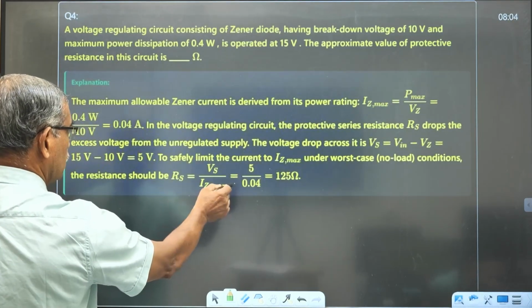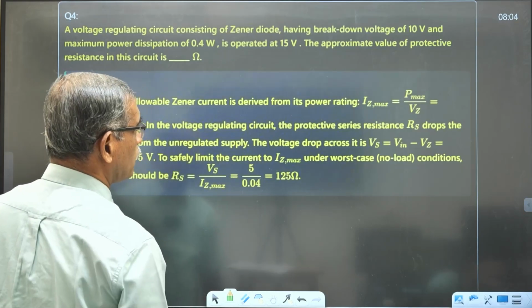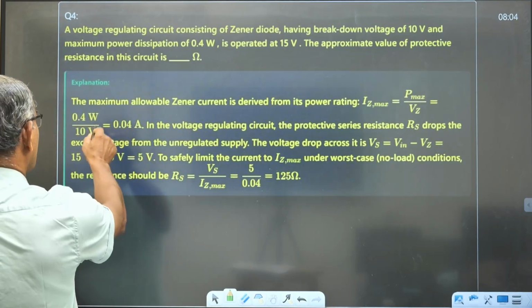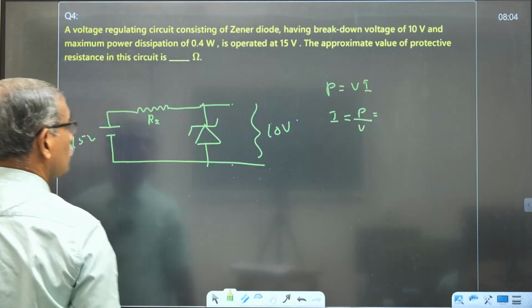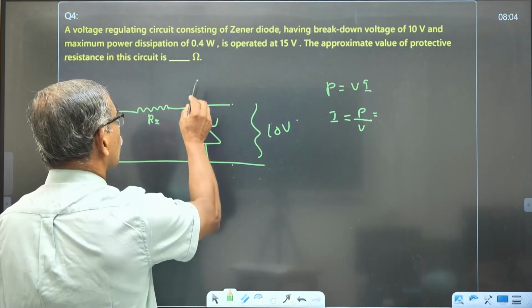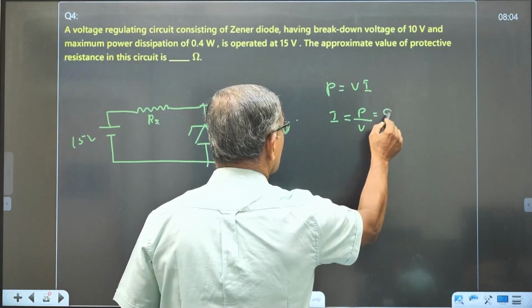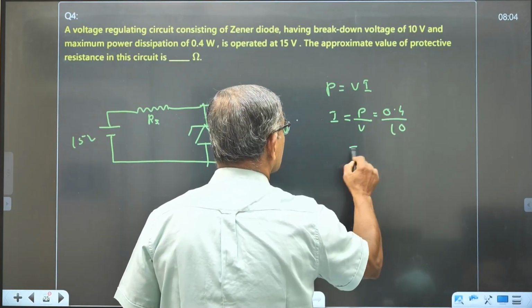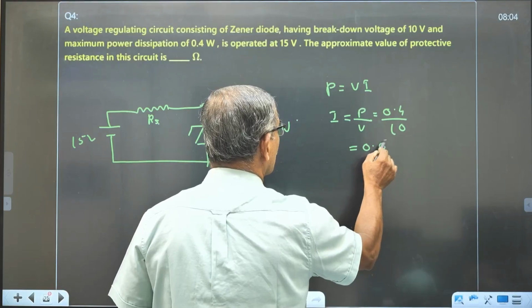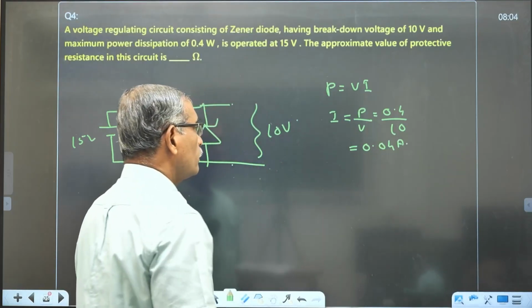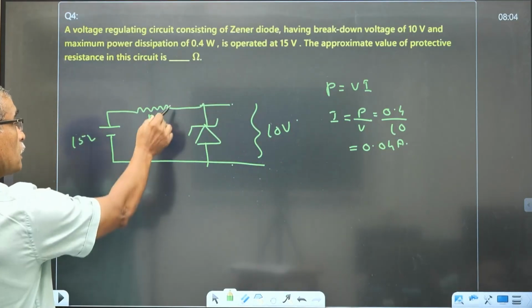P by V on calculation, 0.4 by 10 is equal to 0.04 ampere. This is the main current.